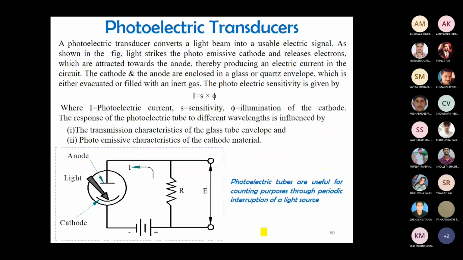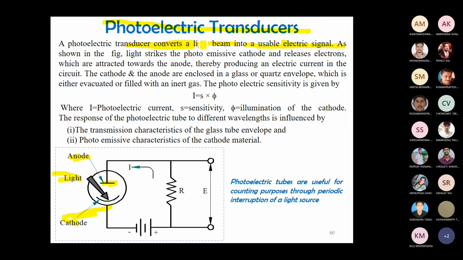Now, what happens here? You can see one diagram. Sorry, this is not piezoelectric, this is photoelectric. Light causes photoemission at the cathode. Here you can see the anode is positive and the cathode is negative, and direct light falls on the cathode. The photoelectric transducer converts a light beam into a usable electrical signal.